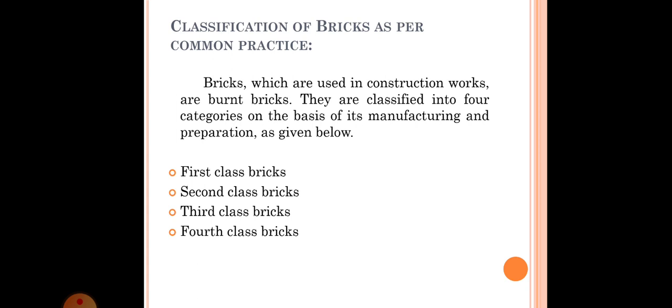Coming to the fourth class bricks, they are overburnt bricks with irregular shape and dark color. All these overburnt bricks will be classified as the fourth class bricks, and usually they are not used for any construction purpose. Instead we use them as concrete in foundations, and also for floors, road work, etc. Because the overburnt bricks have a compact structure, sometimes they are used as an aggregate even in the manufacturing of concrete. So these are the different types of bricks as per the common practice.